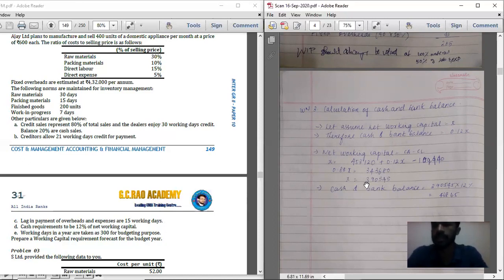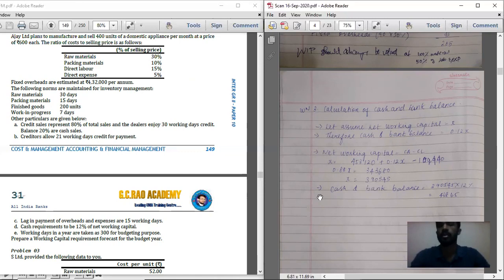So below that, x is equal to, take the calculator and calculate it. 3,43,680 divided by 0.88. You will get 3,90,545. Therefore x is equal to 3,90,545. So x is net working capital. So we have found the answer of the problem, that is net working capital is 3,90,545.